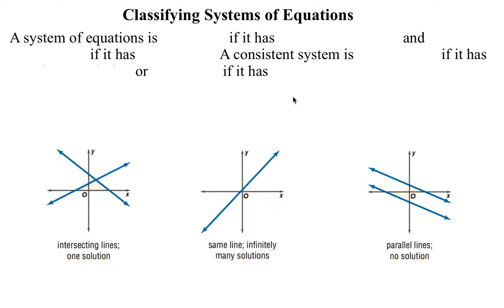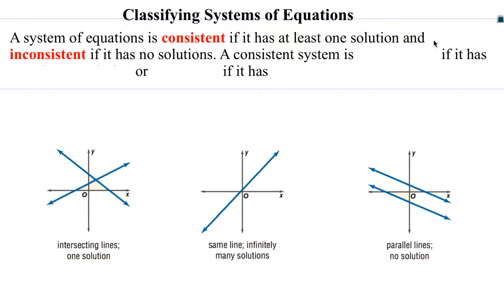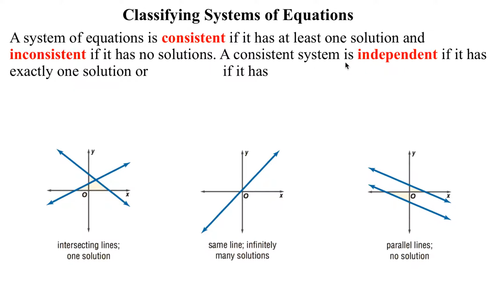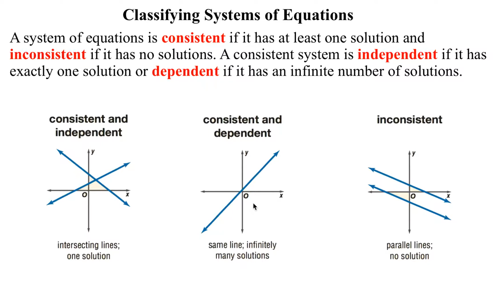So here's our vocabulary for this lesson, and we're going to classify different systems of equations. We say that it's consistent if it has at least one solution. If it doesn't have at least one solution, we say that it's inconsistent if there are no solutions. Now, consistent systems we break down further into dependent and independent. We say that it's independent if there's exactly one solution, and it's dependent if it has an infinite number of solutions. So graphically, here's what each of those scenarios looks like.